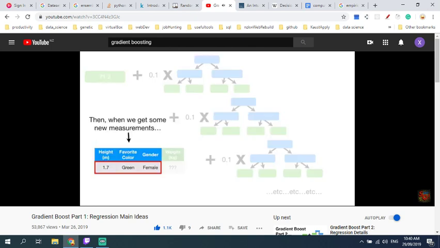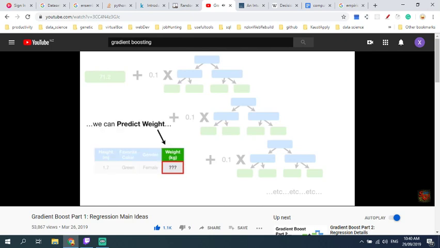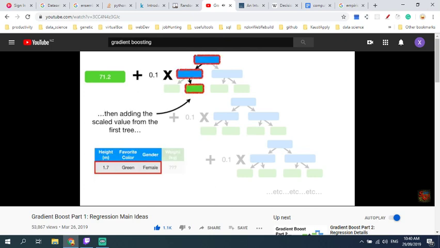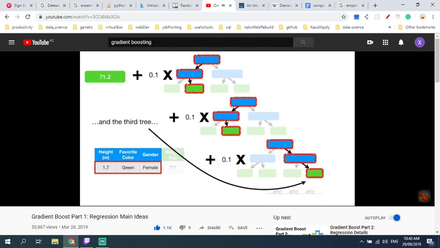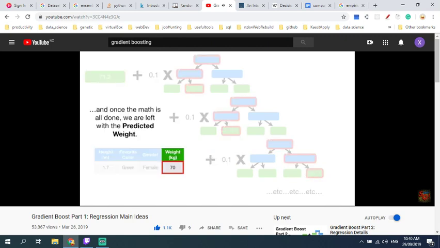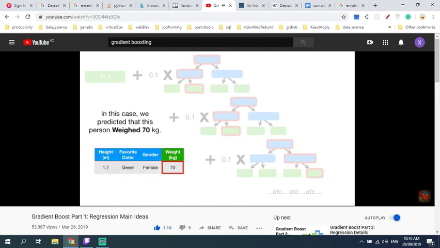Then, when we get some new measurements, we can predict weight by starting with the initial prediction, then adding the scaled value from the first tree, and the second tree, and the third tree, etc., etc., etc. And once the math is all done, we are left with the predicted weight. In this case, we predicted that this person weighed 70 kilograms.